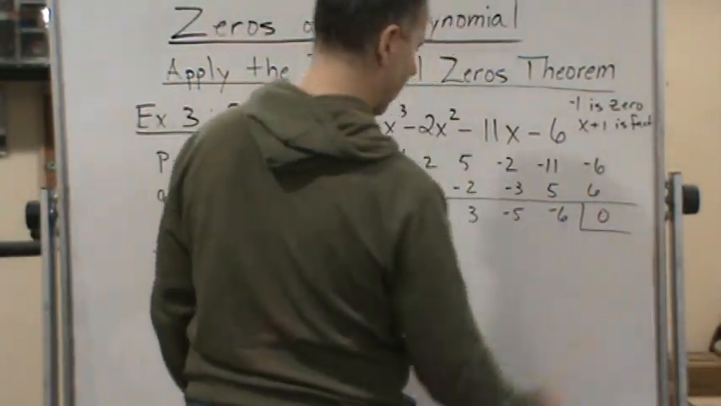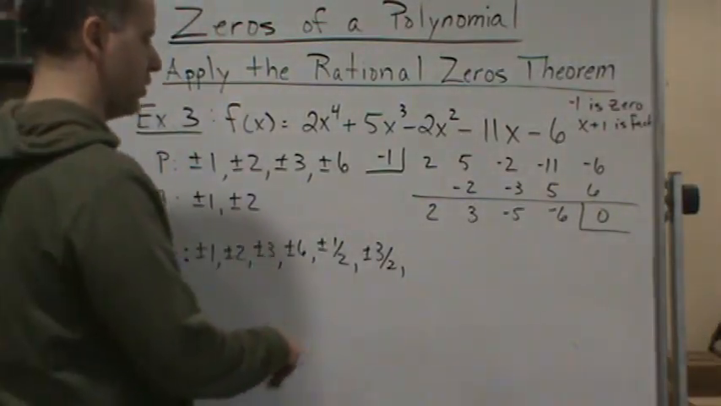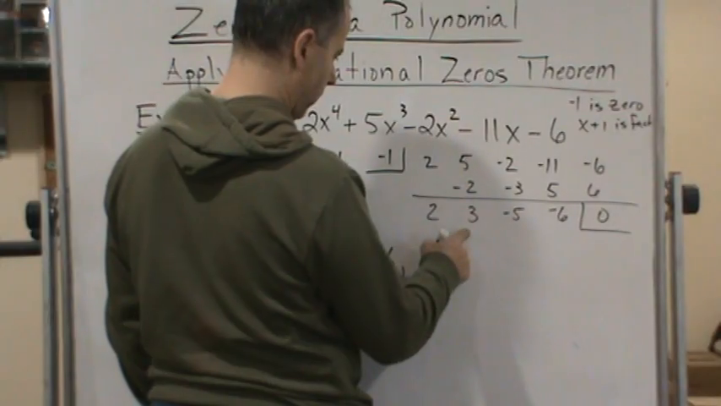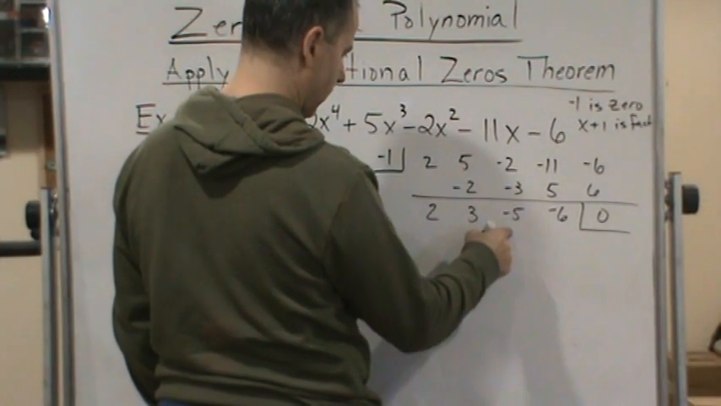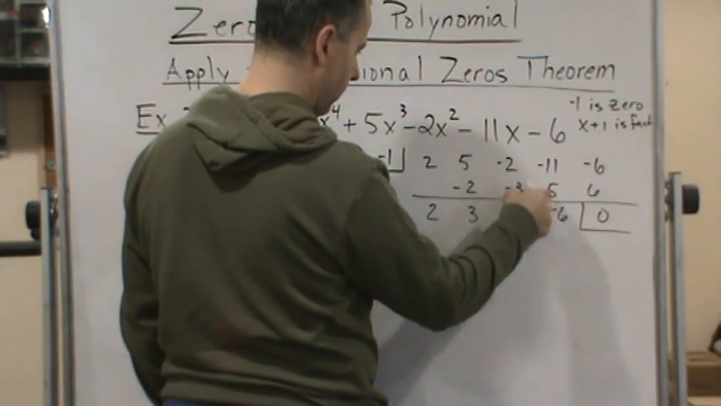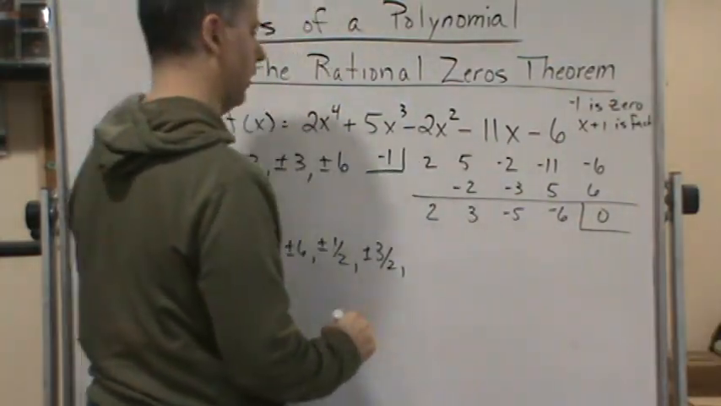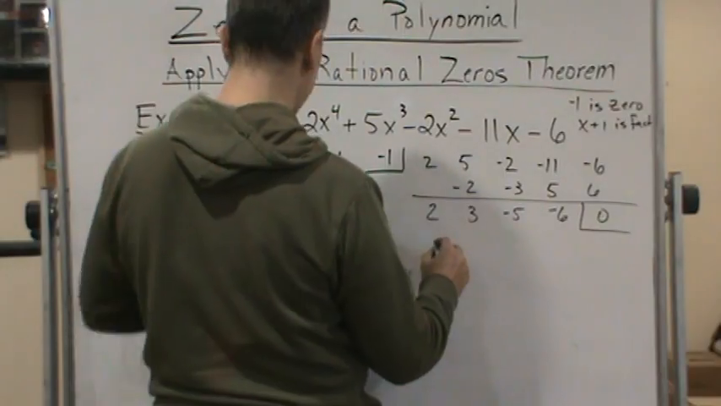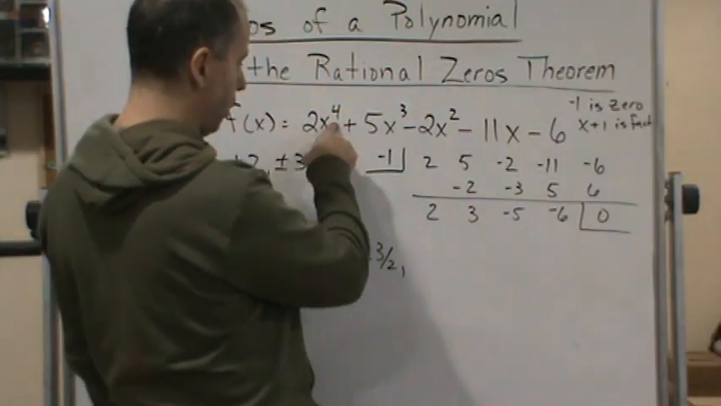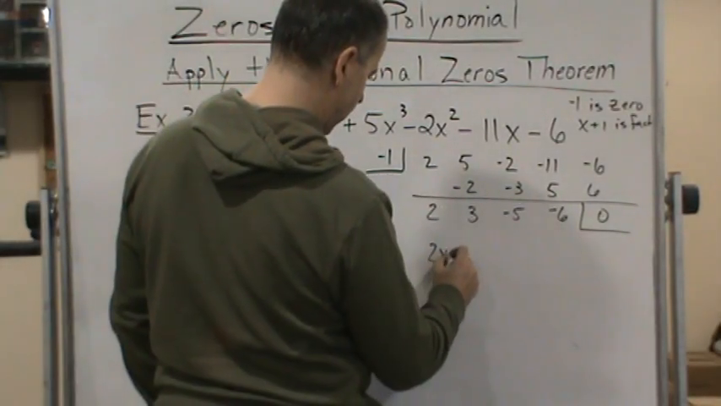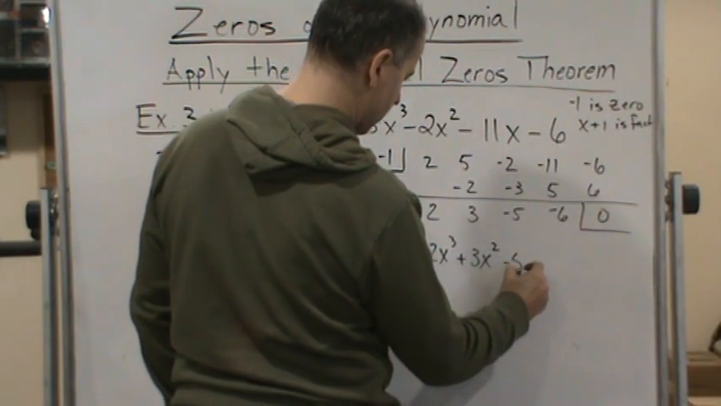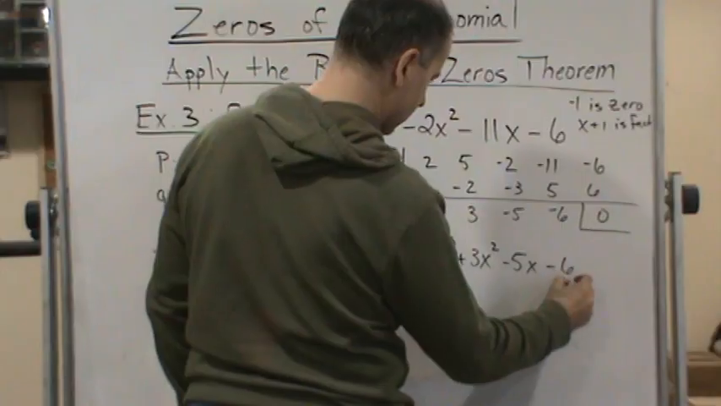Okay, so there's my remainder. Again, just double check: 2, -2, 3, -3, -5, 5, -6, 6. Okay, good. So now my next polynomial is going to be cubic. It's going to be 2x cubed plus 3x squared minus 5x minus 6.